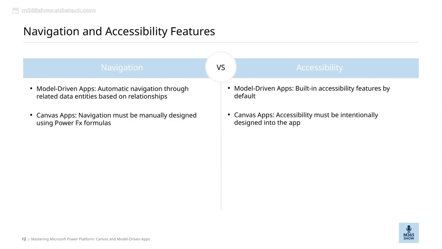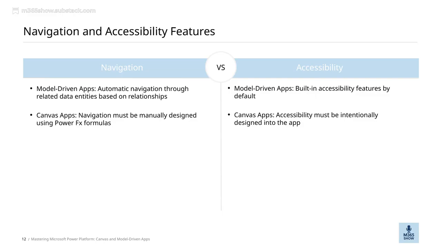navigation and interactions. Speaking of navigation, model-driven apps automatically guide users through related data entities based on their relationships. This automatic navigation makes exploring complex data more intuitive and seamless. In contrast, Canvas apps require us to manually design navigation paths.